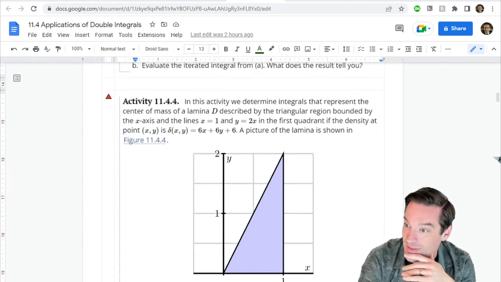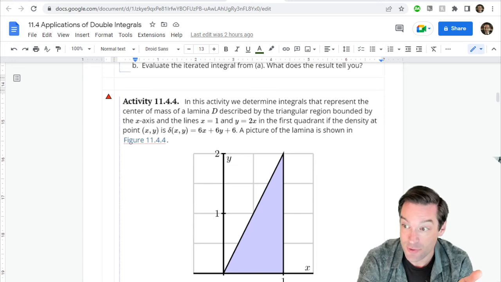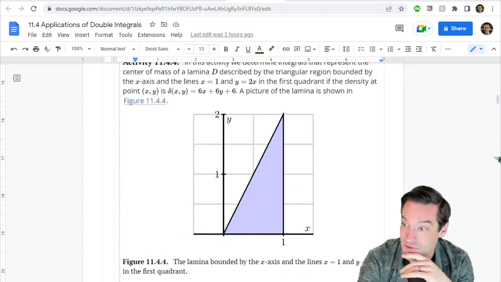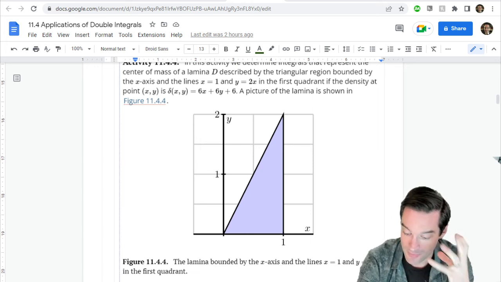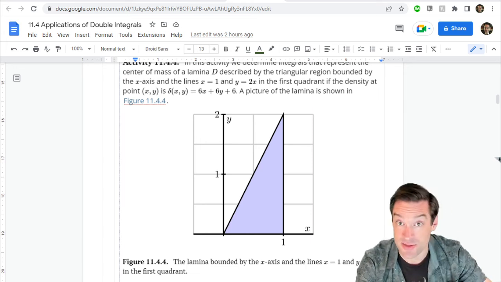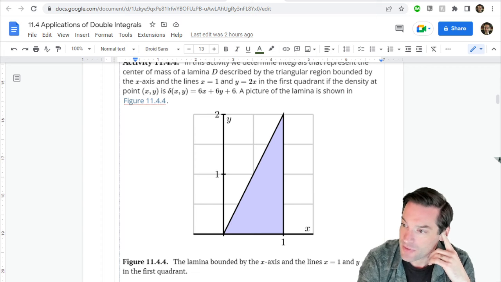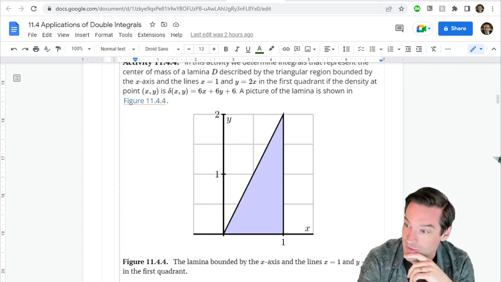Now in this activity, they give us a density function that tells us that it's not uniform, but I am rather interested in doing this one as a uniform density problem, just so that we don't have to have that second piece of information, the density, in our mind. So any other guesses on approximately where the coordinates of the center of mass for this thing might be?